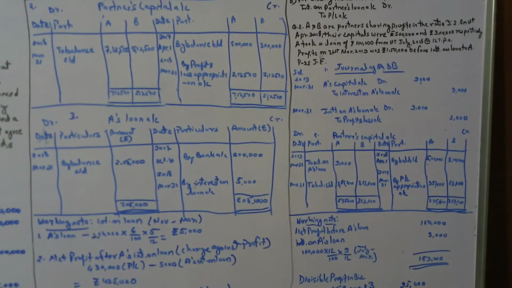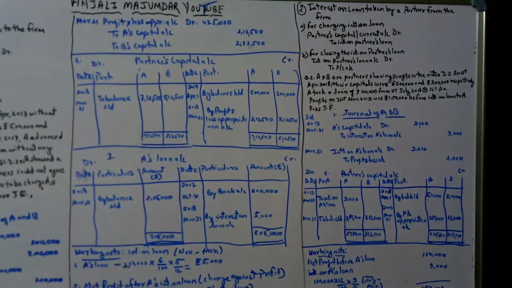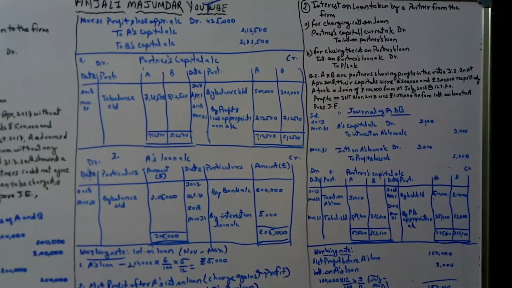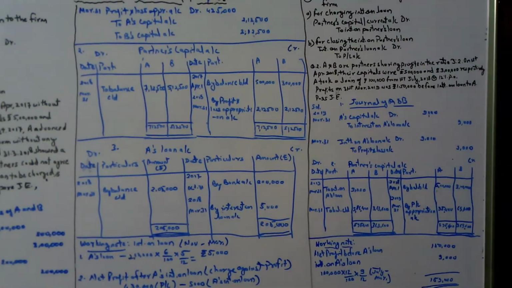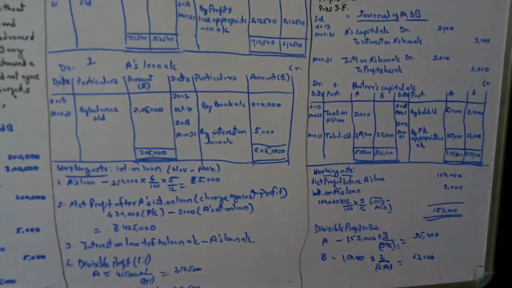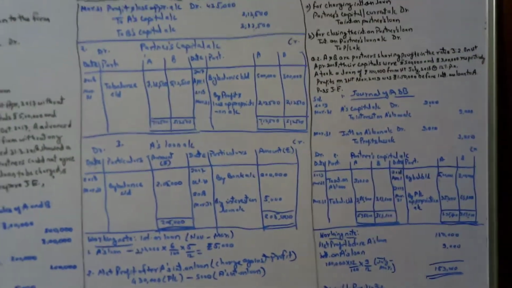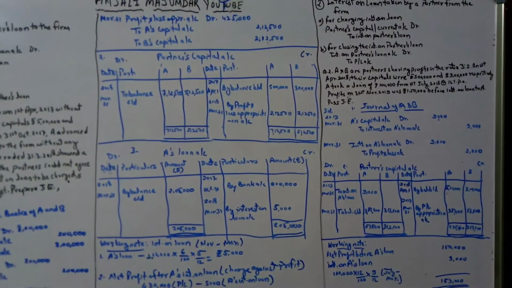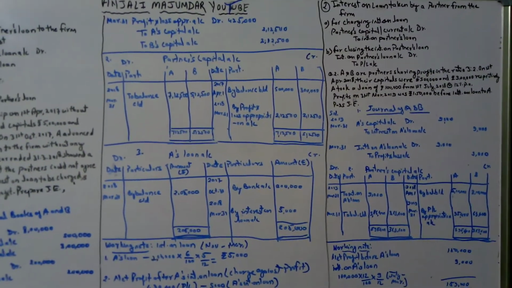Then partner's capital account, debit and credit, date, particulars, A and B, date, particulars, A and B. So the first entry is by balance, the opening balance, by balance brought down, which is 5 lakhs and 2 lakh, 3 lakhs, sorry, as mentioned in the question. Then second entry by profit and loss appropriation account, which we have already calculated, 95,400 and 63,600. That amount is transferred in the credit side. Then interest on loan account, which is shown in the debit side, 9,000.